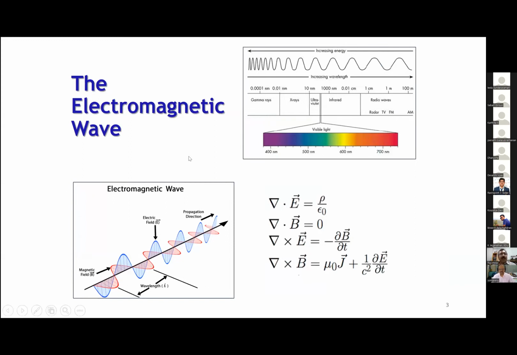We start with the electromagnetic wave. We know that the electromagnetic spectrum extends from the gamma rays to the radio waves, and the visible light region is a very, very small region there, from 400 nanometers to 700 nanometers. And that's where most of the optical experiments, I should say, are being done in laboratories. So we know that the propagation of electromagnetic waves is governed by Maxwell's equations.